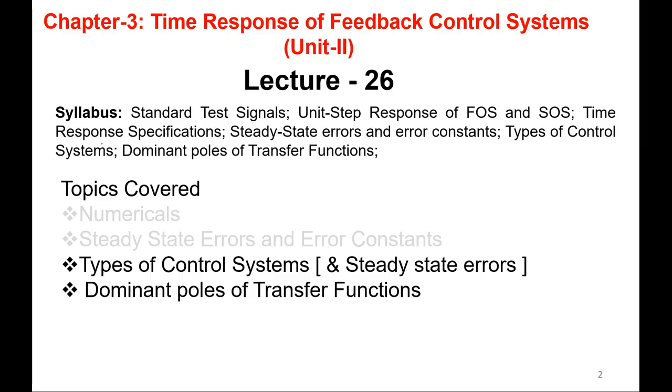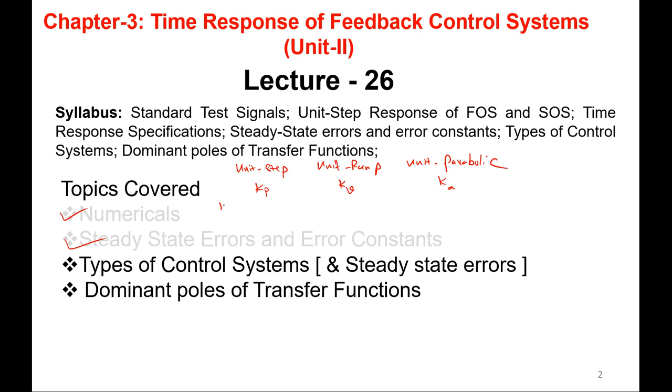In the previous class, we solved a few numericals and we saw what steady state error and error constant are. Just to recall, I will brief you. Whenever the input is unit step, then unit ramp, then unit parabolic, right? So unit step is associated with the position error constant, unit ramp with the velocity error constant, and parabolic with the acceleration error constant.